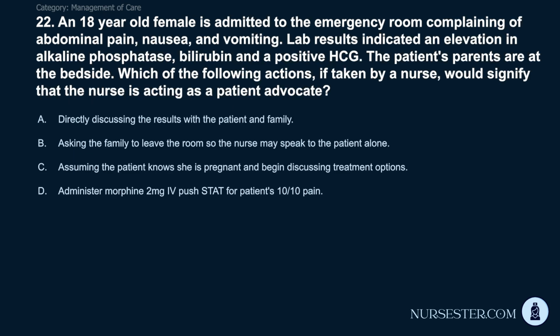22. An 18-year-old female is admitted to the emergency room complaining of abdominal pain, nausea, and vomiting. Lab results indicated an elevation in alkaline phosphatase, bilirubin, and a positive HCG. The patient's parents are at the bedside. Which of the following actions, if taken by a nurse, would signify that the nurse is acting as a patient advocate? A. Directly discussing the results with the patient and family.